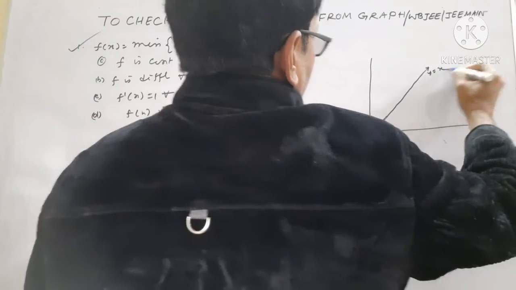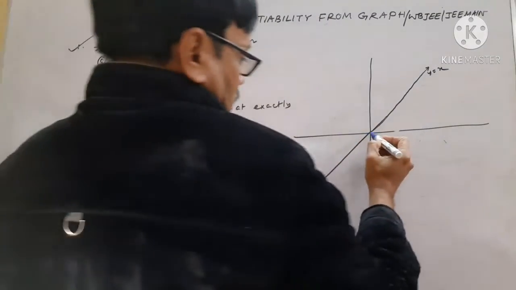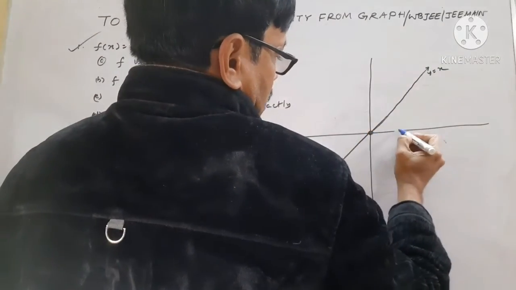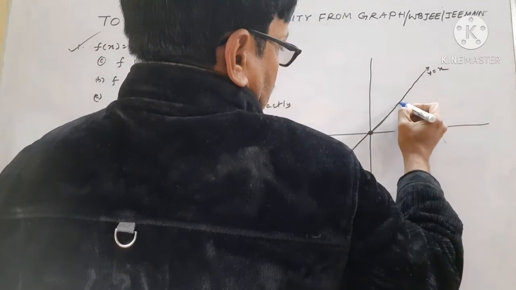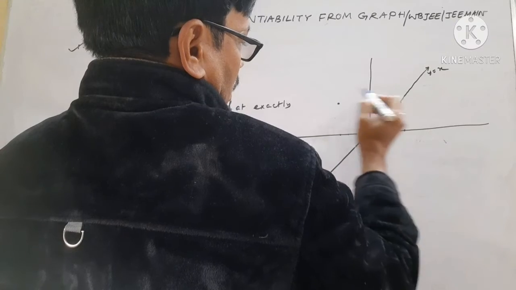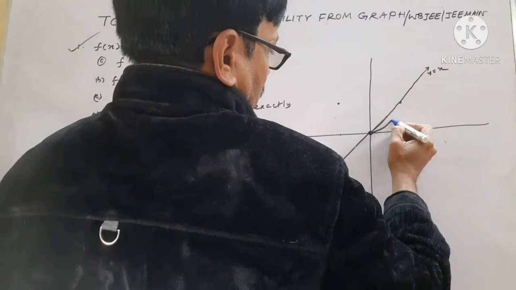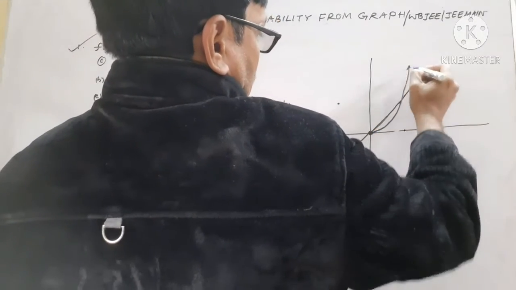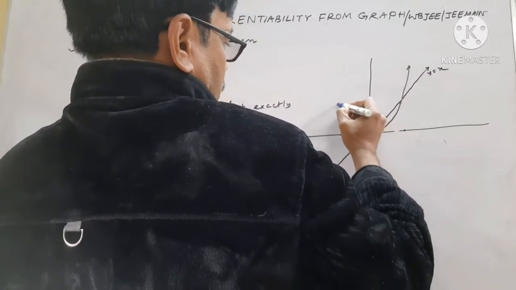Y equals x. Now y equals x square. At x equals 0 it is 0. At x equals 1 it is 1. At x equals minus 1 it is also plus 1. So this is a parabola, this type.